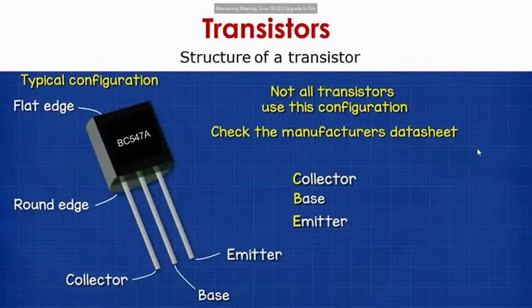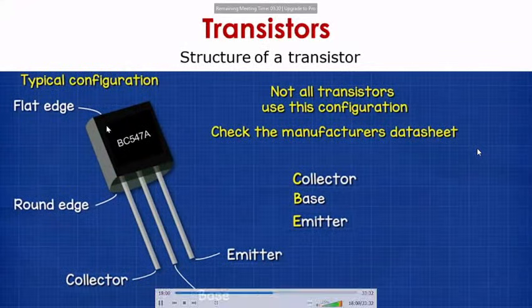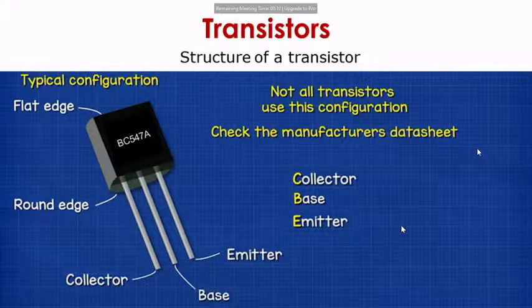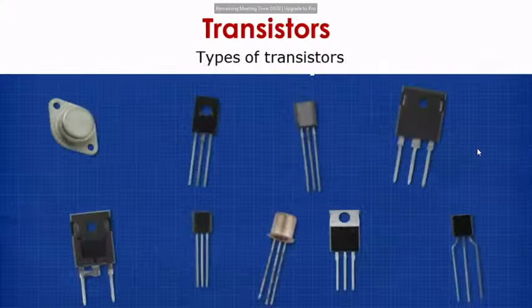Most of the transistors have this structure. One end is a flat edge, the flat surface, and the other edge is a round edge. There are three terminals: one is the collector, the middle one is the base, and the other is the emitter. This is a typical structure of NPN transistors. Not all transistors have the same structure. There are different types of transistors, as you can see in this picture.